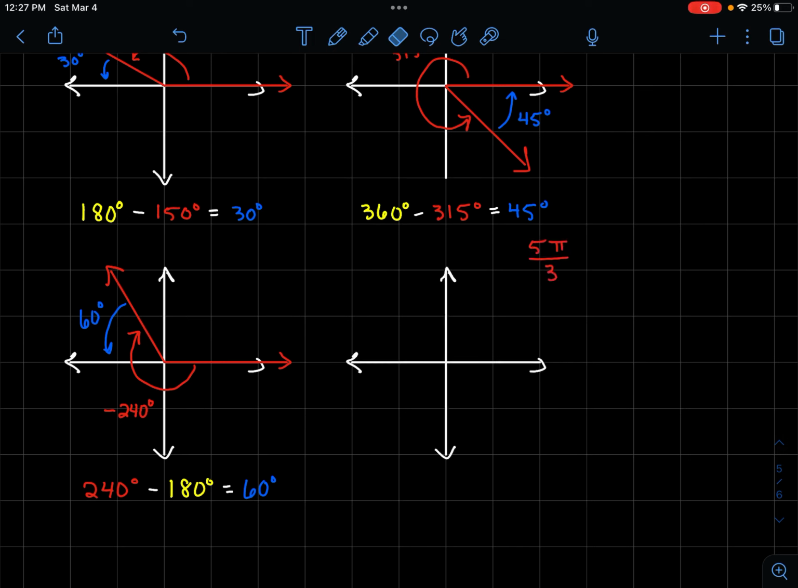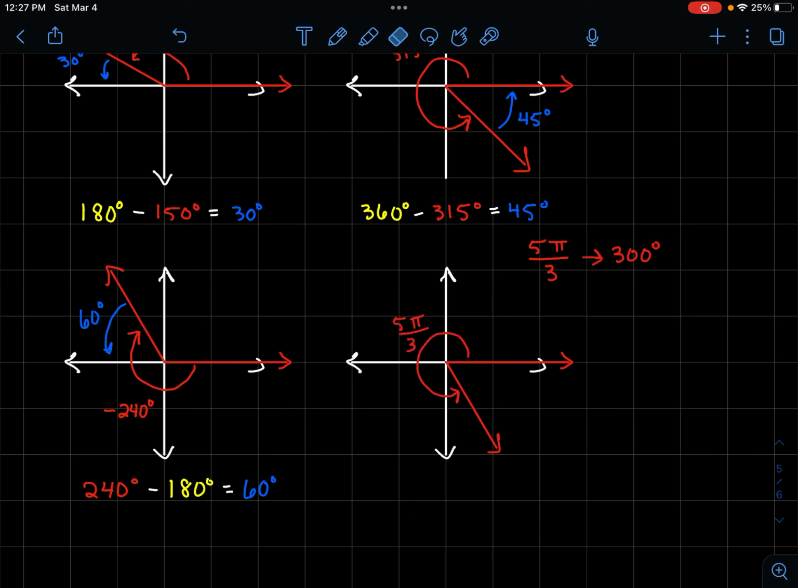Can we do the same thing with radians? What if I have 5 pi over 3? For right now, we don't really understand exactly where 5 pi over 3 is located, but we can convert it back to a degree measure so we know exactly where it is. 5 pi over 3 is 300 degrees. Therefore, we can go ahead and plot it, and there is what 5 pi over 3 would look like.